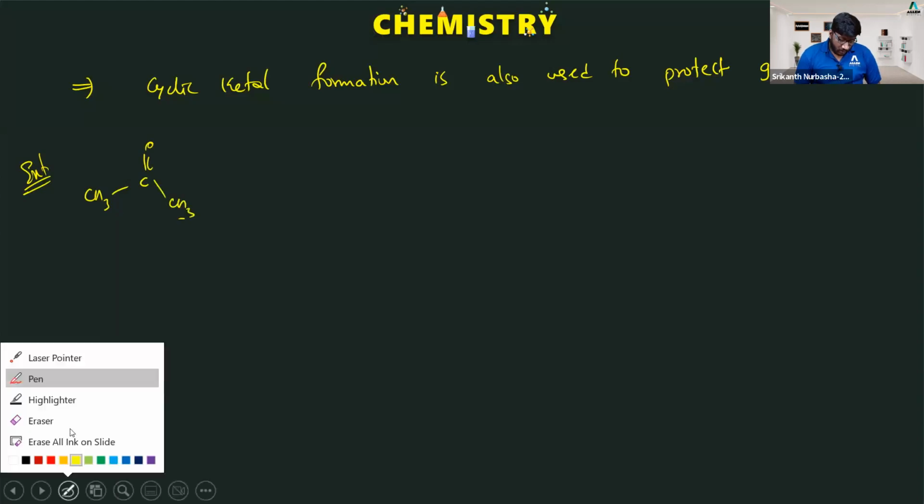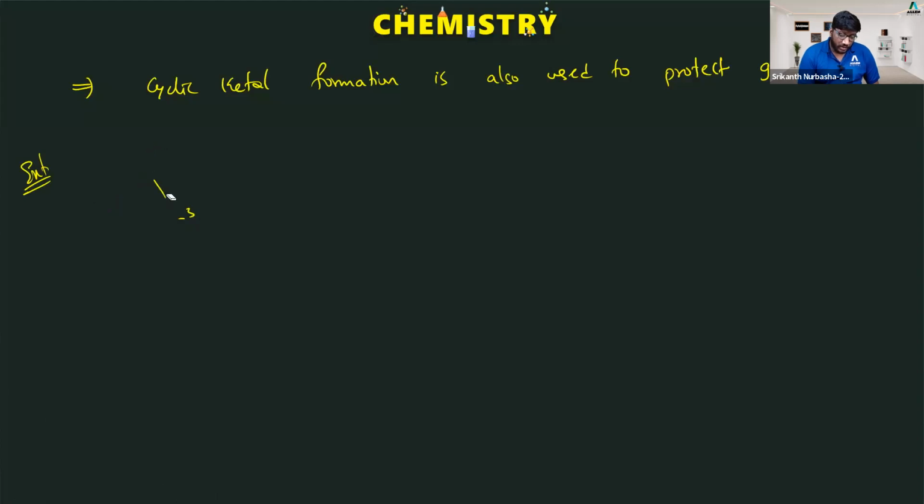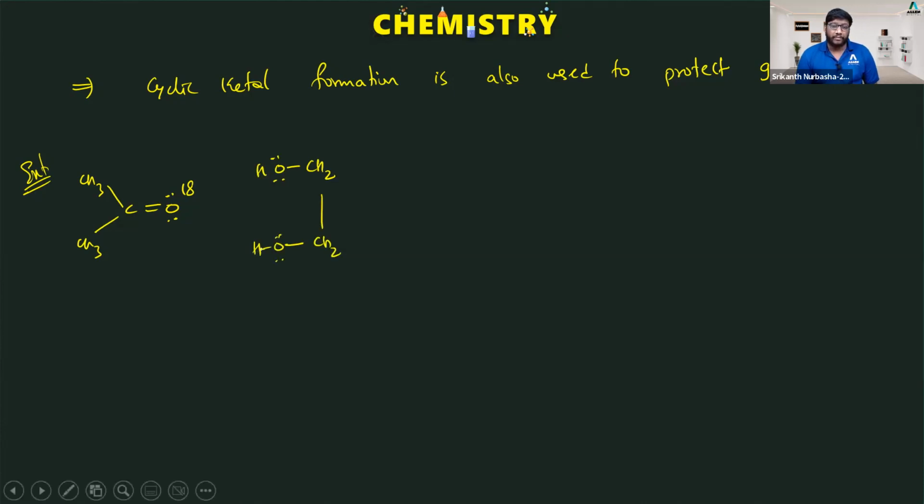We have taken this acetone, CH3, C double bond O, CH3, with isotopic oxygen O18. We are going to treat this acetone with a glycol system, CH2OH, CH2OH, not a glycerol, a glycol system. We are doing this reaction in the presence of dry HCl, a weakly acidic medium.